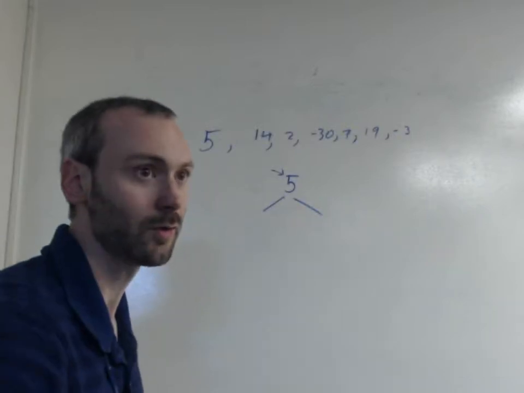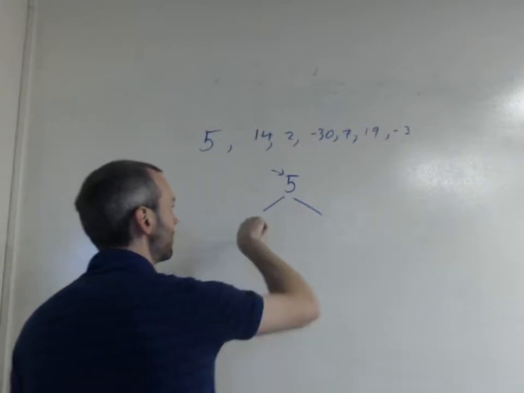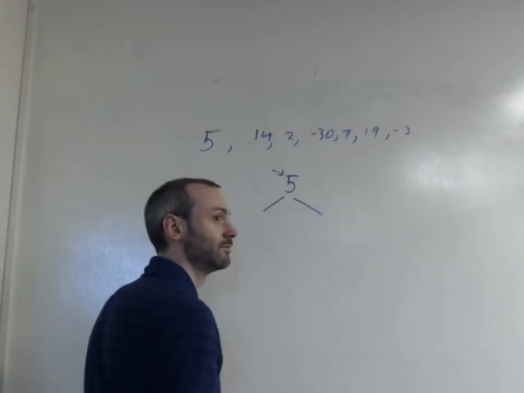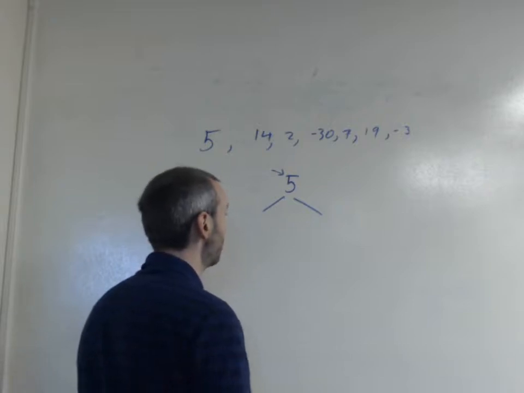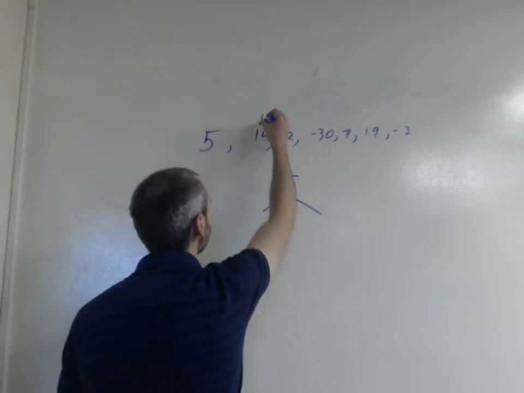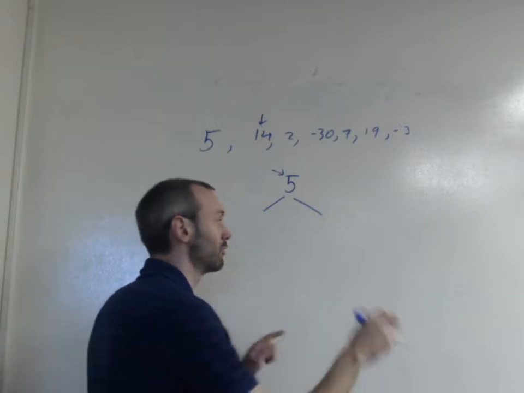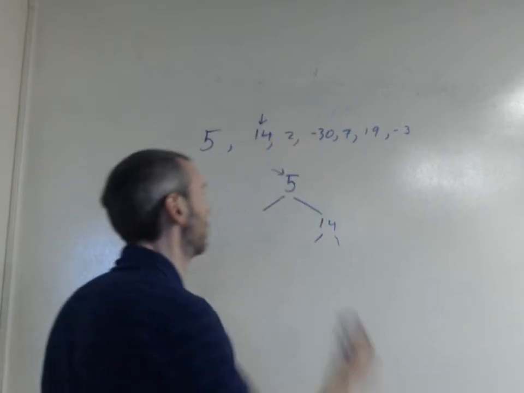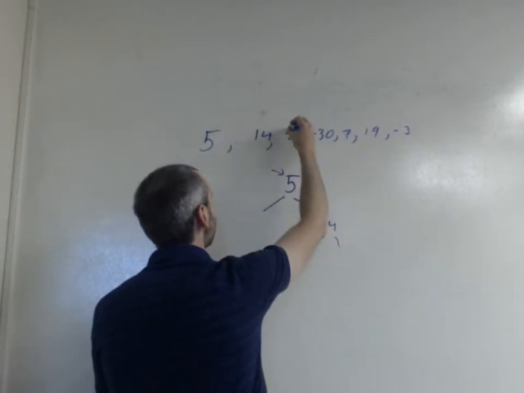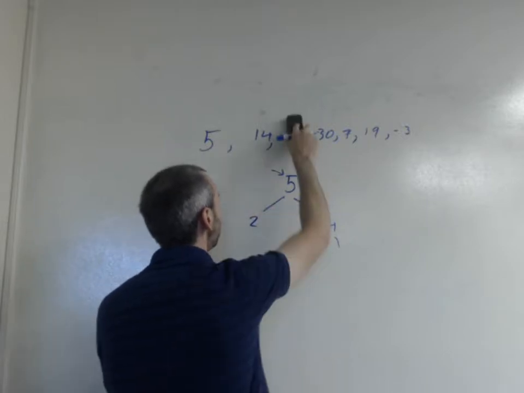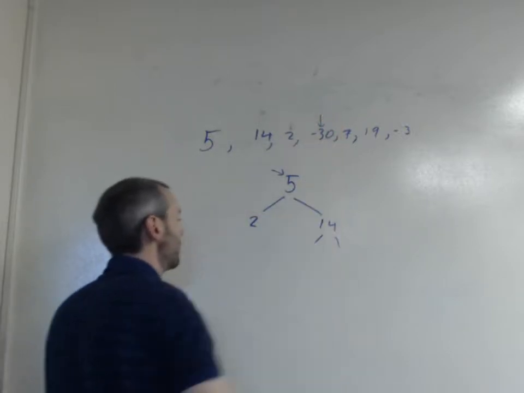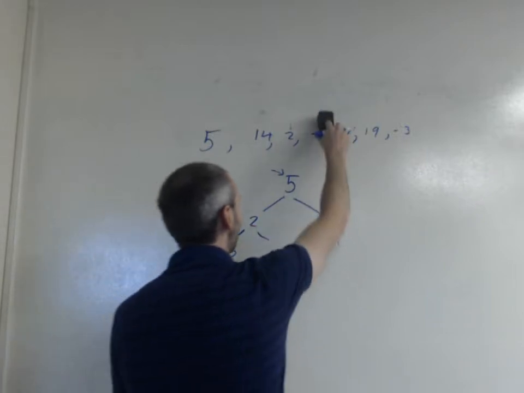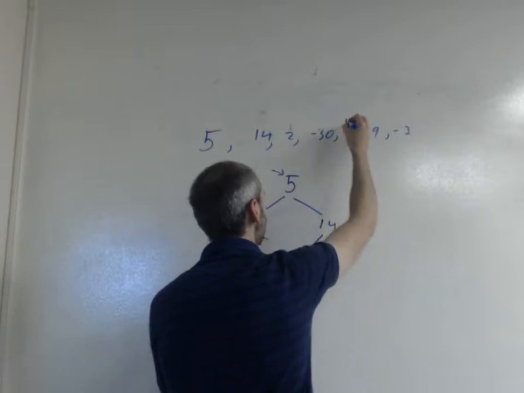We add the 5. The rule we're going to do is if the number is larger, it's going to go to the right. If the number is smaller, it's going to go to the left. All right? So, therefore, you're going to add 14. Where does it go? To the right. Now we're going to add 2. Where does it go? To the left. We're going to add negative 30. Where does it go? Left twice. Yep, left twice.